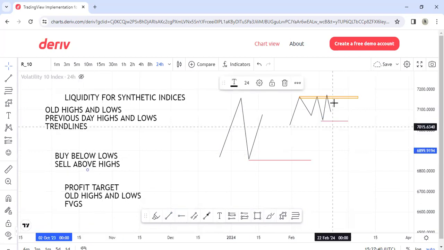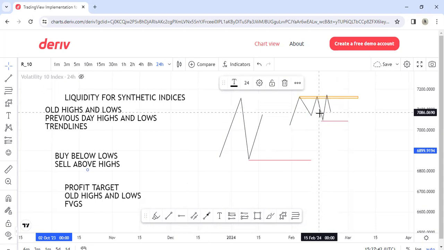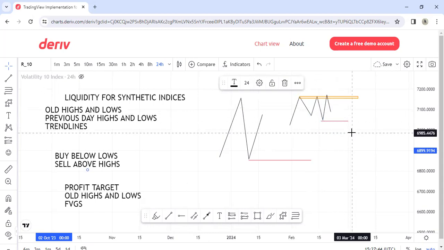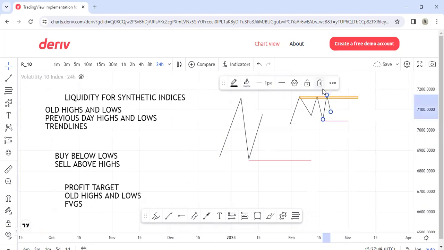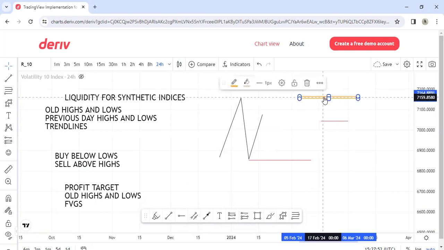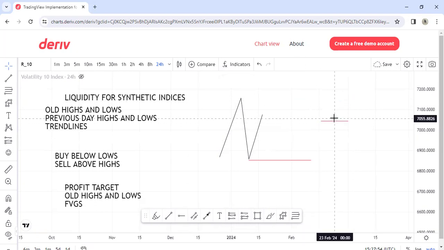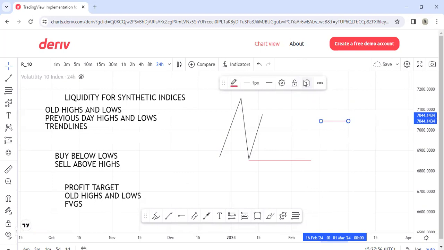That is basically what a smart money trader is trying to do. A smart money trader is not looking to sell equal highs or buy double bottoms, right? He's looking to sell after those points are taken out. So now, as a smart money trader, you're looking to sell above highs and buy below lows. That is basically the whole concept of smart money trading. And for your profit targets, you're targeting old highs and lows.